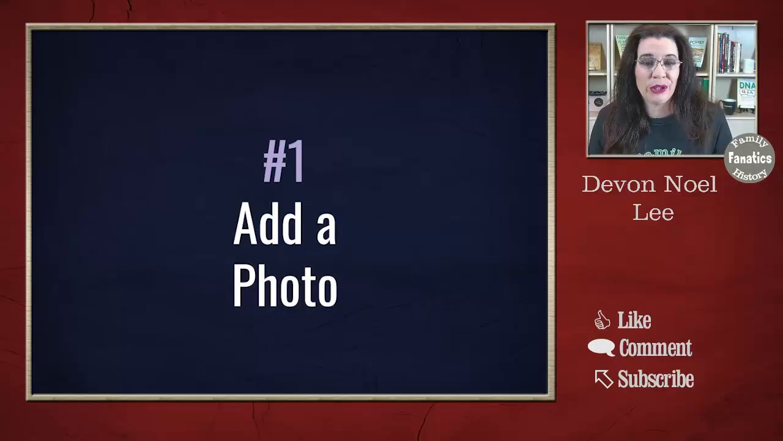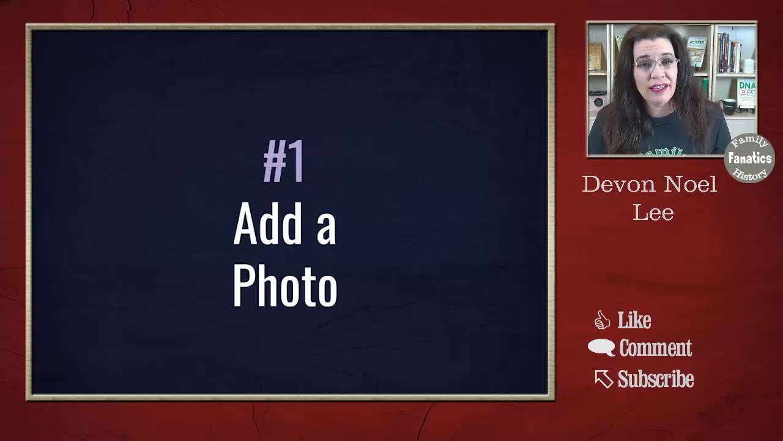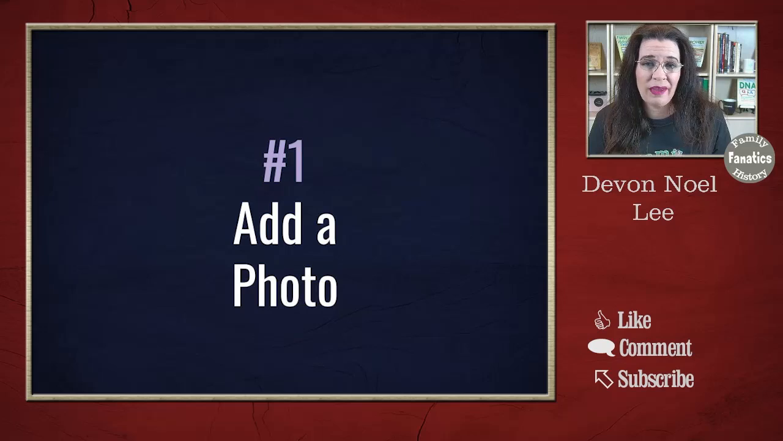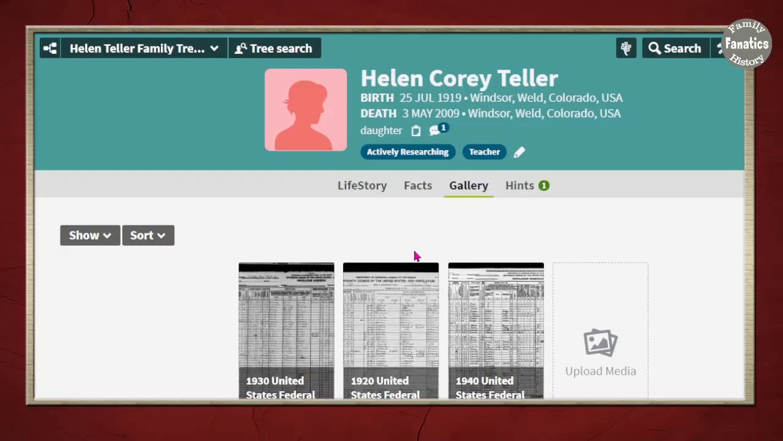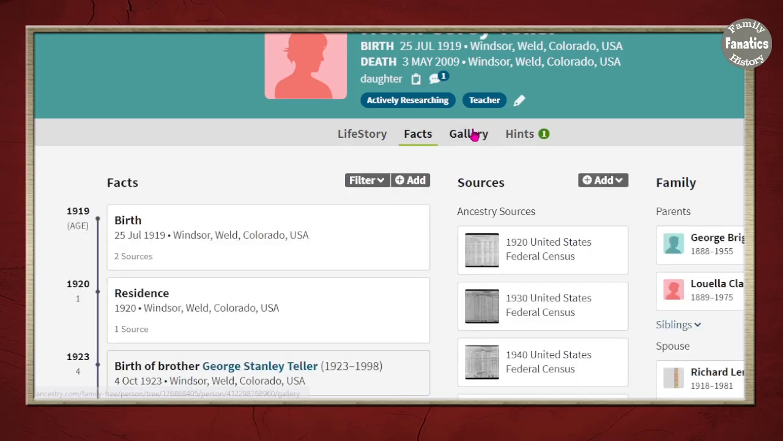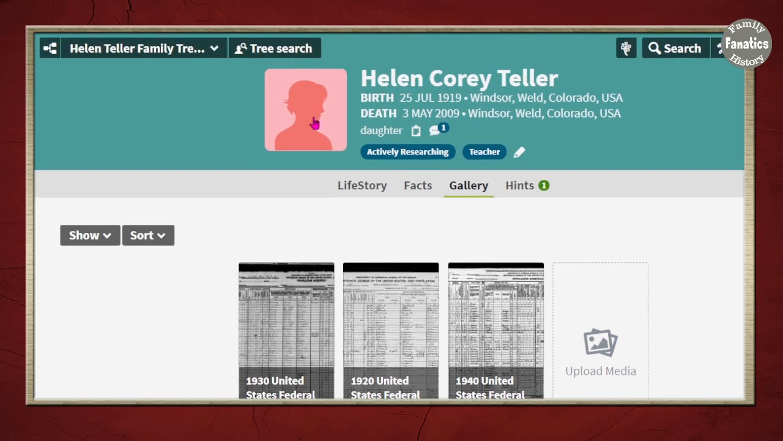As you build your tree, you should be sharing photos that you have gathered, particularly of your close family members, as well as places you've been and documents you have gathered. So let's make sure you know how to upload a photo. To add a photo to a profile, all you have to do is make sure you navigate to the Galleries tab. So if you're on Facts, click on Gallery, and then click Upload Media. You can also click on the icon if you're adding a first picture to someone.